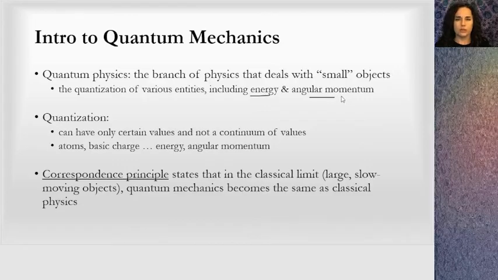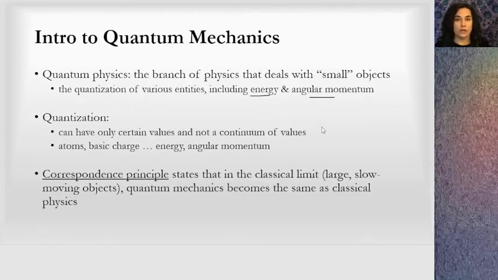So it's very weird. If you think about a basketball, it could have any energy and any angular momentum. But when we get that small, there's a quantization of the quantities that we don't really expect. And you'll see where this comes from. But this is what happens: the quantization says that only certain values are allowed and not a continuum of values. Like I said, with a basketball, it could have any speed, it could have any energy, it could be spinning at any angular velocity, it doesn't matter.